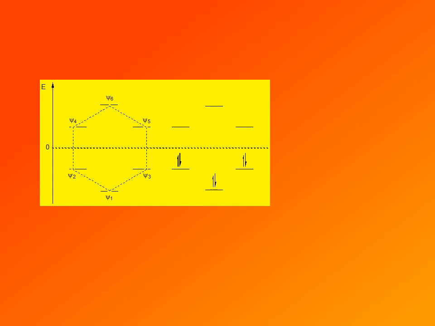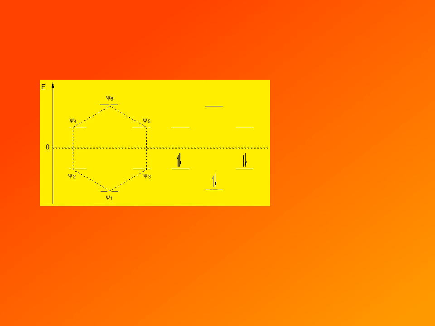So psi1 is the lowest energy orbital, and then psi2 and psi3 are degenerate. Note that the two remaining bonding orbitals are degenerate. They are the same energy. The same goes for the next two antibonding orbitals, psi4 and psi5. They are also degenerate. And then we have psi6, of course, the highest energy antibonding orbital.